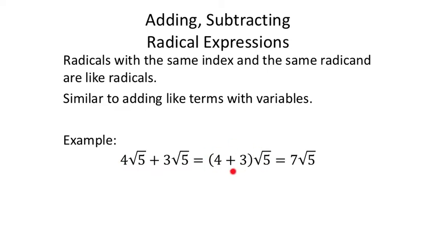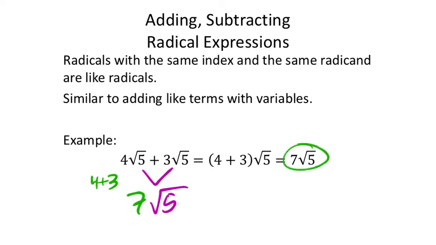Now this is a step not everyone shows. Usually we show it like this. It's like you've got 4 roots of 5 and 3 roots of 5 added together. So how many roots of 5 is that? Well, you do 4 plus 3, which is 7 roots of 5. And you see it's the same thing that's right here.